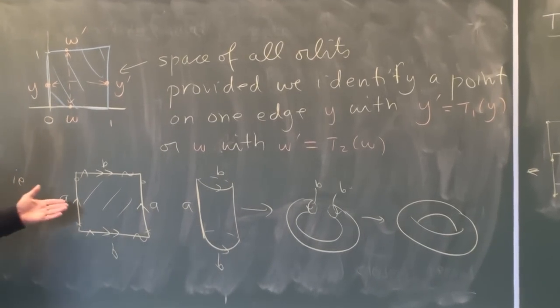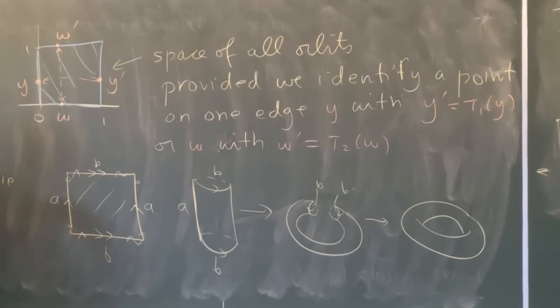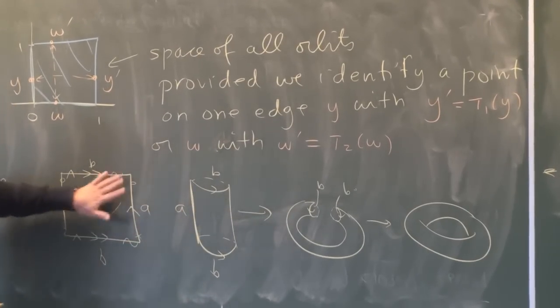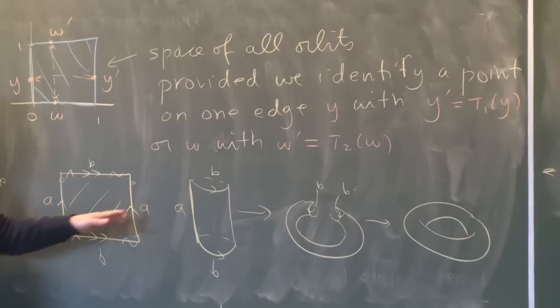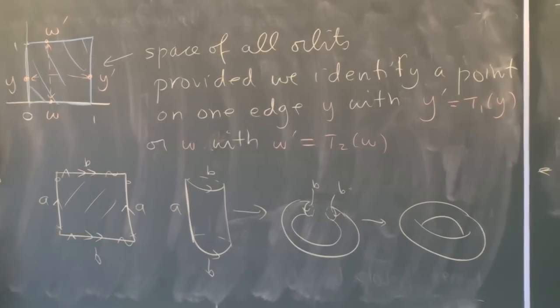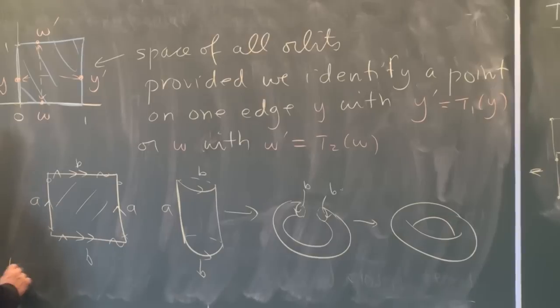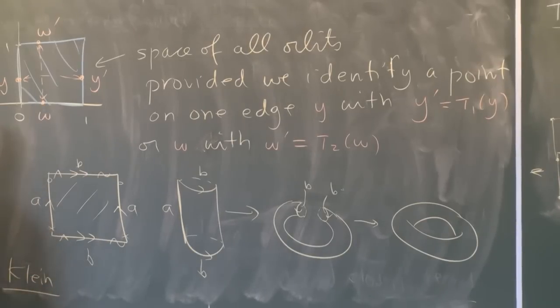So this is a very important way of unraveling the round torus into a square with opposite sides identified in a precise way. An idea that I think probably goes back to Klein.